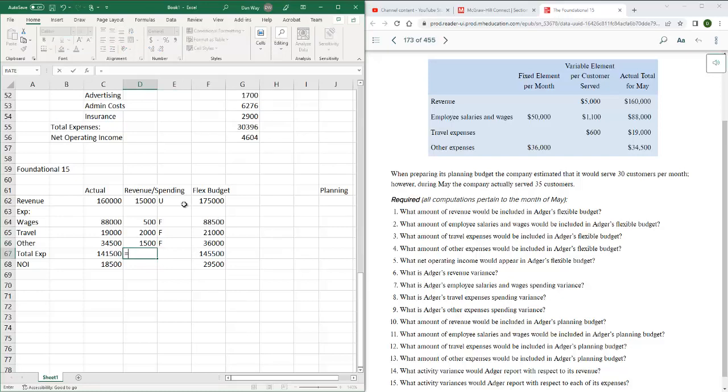Now at the total expense line, it's not asking us for this explicitly, but I'm just going to fill that in since we're here. 145,500 minus 141,500. That $4,000 difference is favorable. Also could net these out to get the same thing. And then at the income line, just for completeness, 29,500 minus 18,500. There's our difference of 11,000. The actual is lower. This is an income line, so this is unfavorable. It's also the net of our revenue variance and our spending variances for all of our expenses.